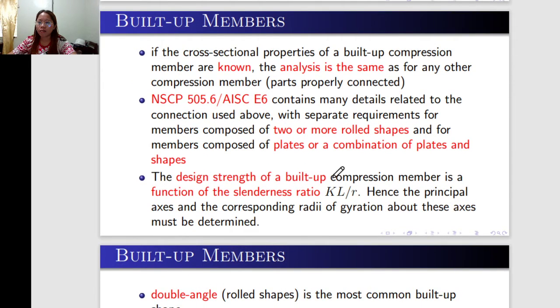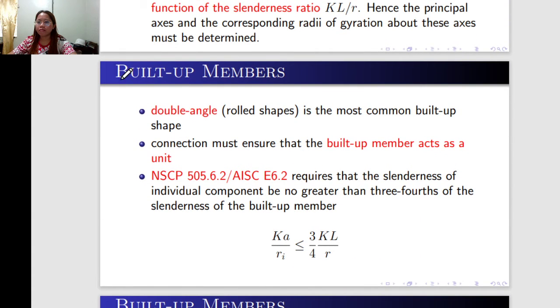The design strength of a built-up compression member is a function of the slenderness ratio KL over r. Hence, the principal axis and the corresponding radii of gyration about this axis must be determined. Okay, we have these built-up members. The double angle or rolled shapes is the most common built-up shape.